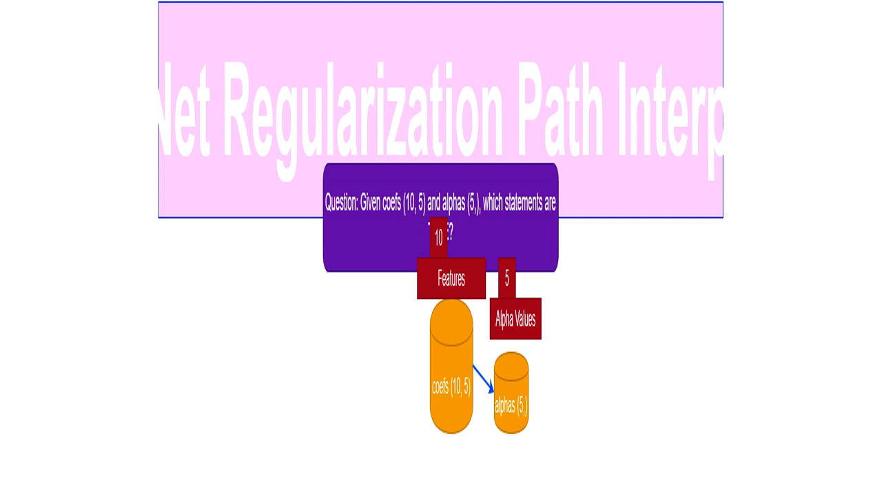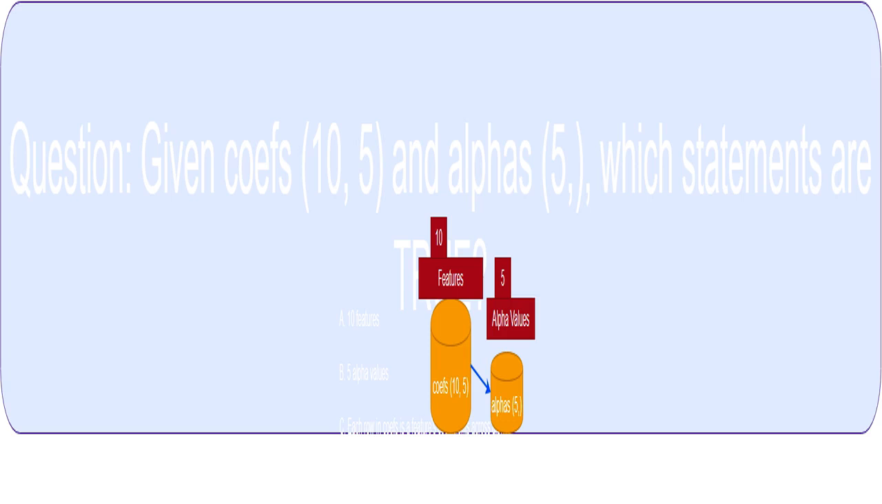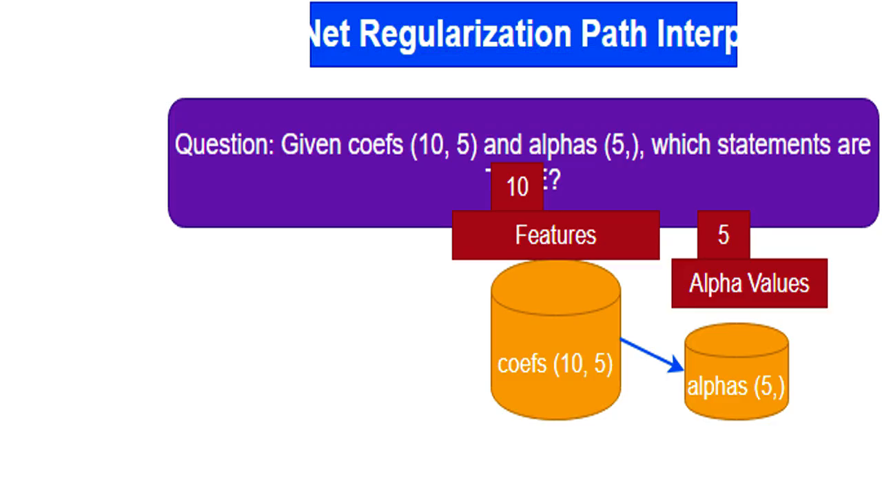This statement is true because, as I explained earlier, the number of rows in COFS corresponds to the number of features in the dataset. Correct. The length of alphas tells me there were 5 alpha values used in the regularization path. Absolutely. Each row of COFS shows how the coefficient for a single feature changes as I vary the alpha value.